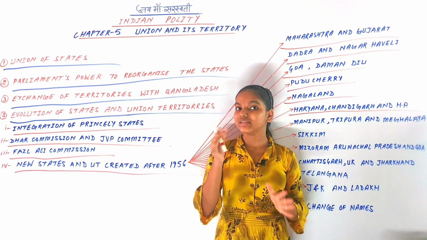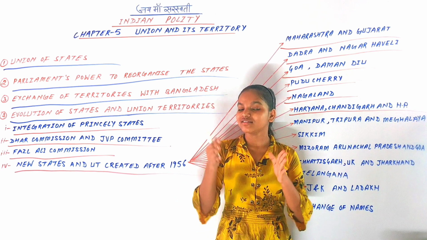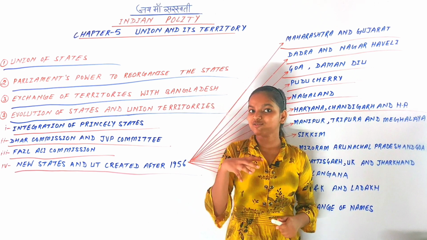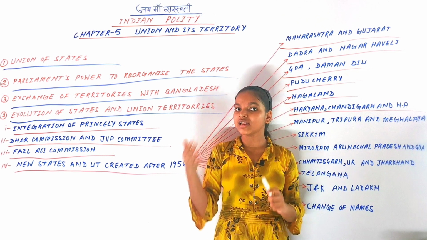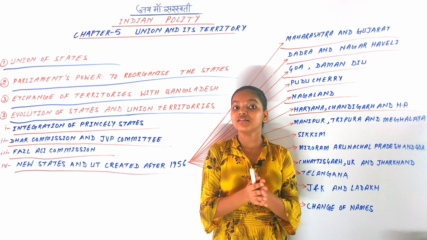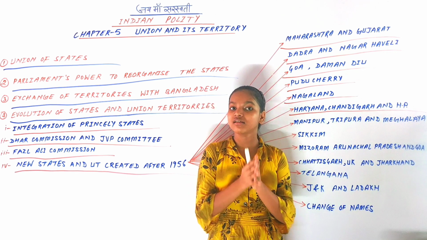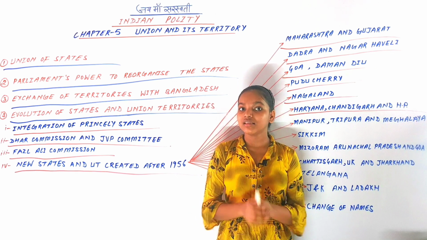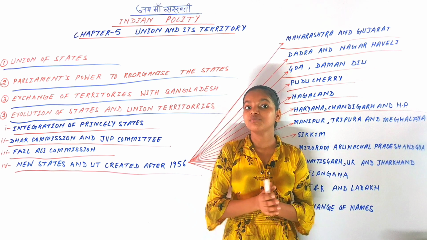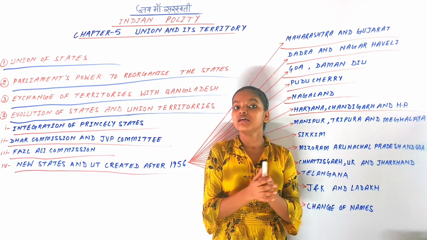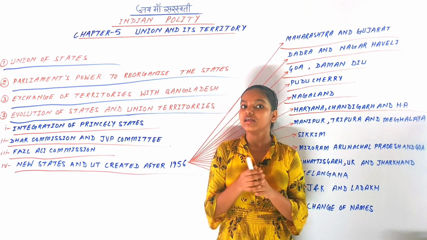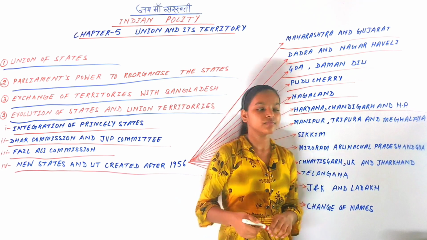The Punjabi areas were given to the Punjab state, the Hindi speaking people were given to the Haryana state, and the hill areas were transferred to Himachal Pradesh. Thus Haryana became the 17th state and Himachal Pradesh became the 18th state of the Indian Union.